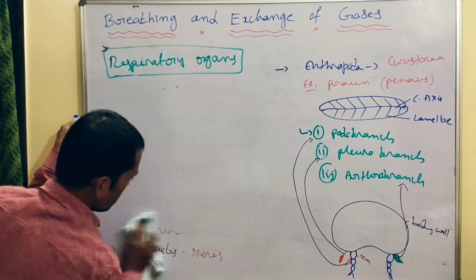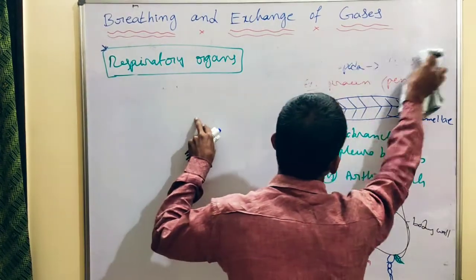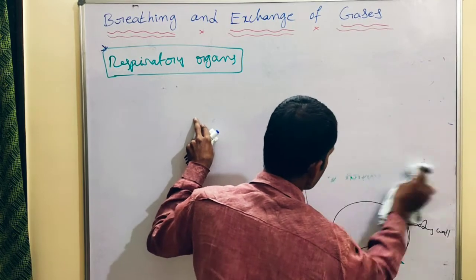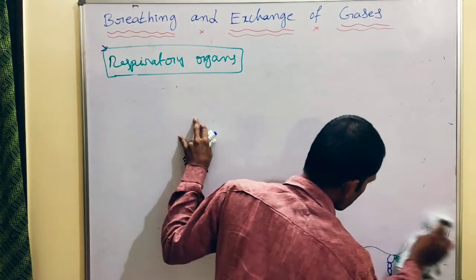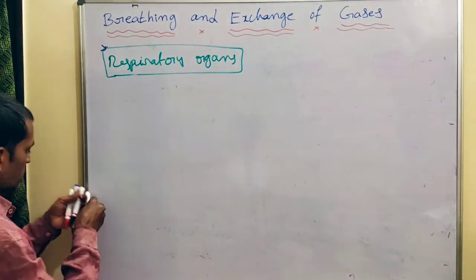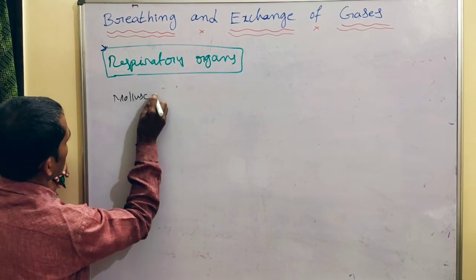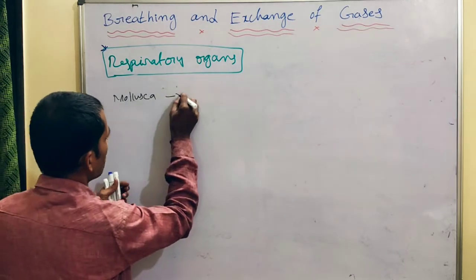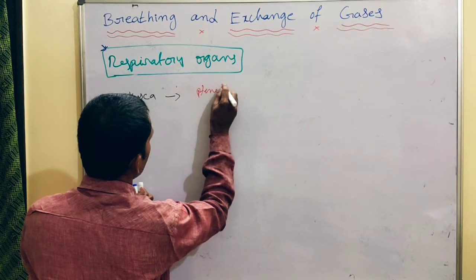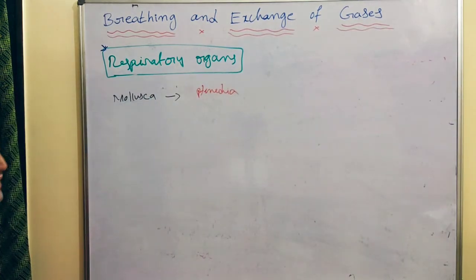Next, in molluscans. In some molluscans also, respiration is done by the gills. The gills of molluscans are called ctenidia.